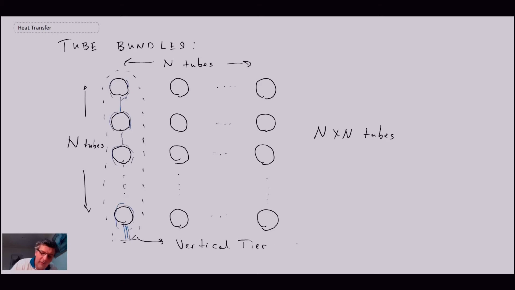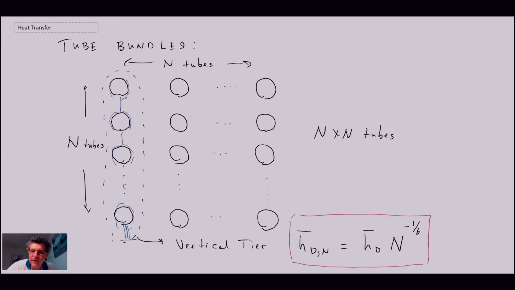And the way that we correct for the convective heat transfer coefficient, so we would have the convective heat transfer coefficient for N tubes in the vertical direction. And in order to compute that, we begin by computing the convective heat transfer coefficient for a single tube, and then we multiply it by the number of tubes in the vertical direction raised to the power minus 1/6. And consequently, that gives us a slightly modified convective heat transfer coefficient, taking into account the fact that we have this vertical tube bundle.